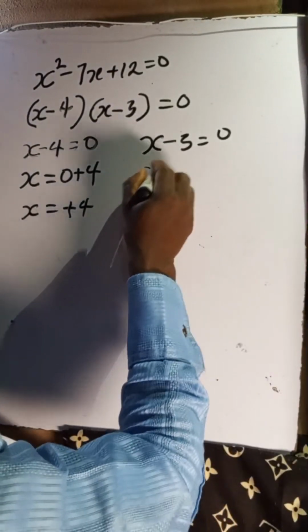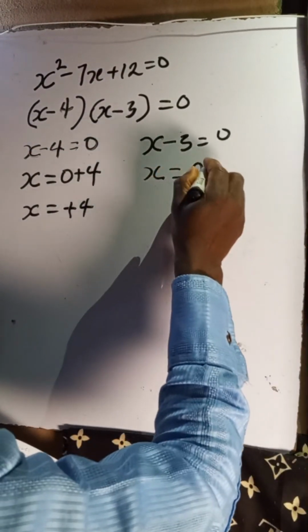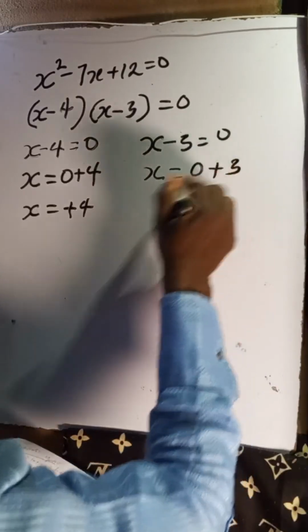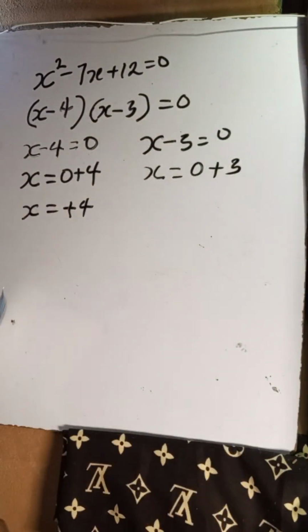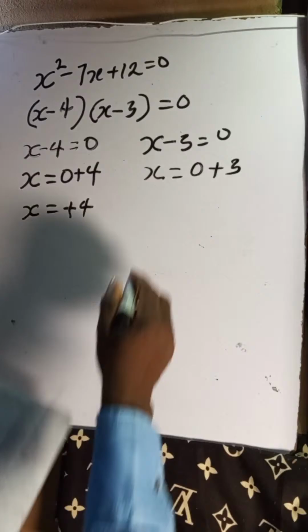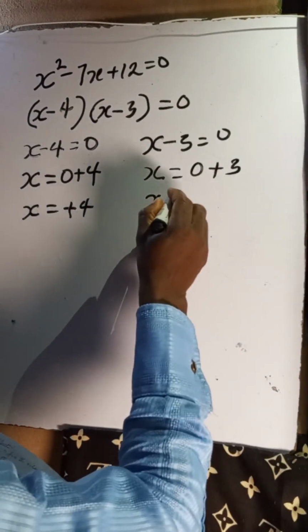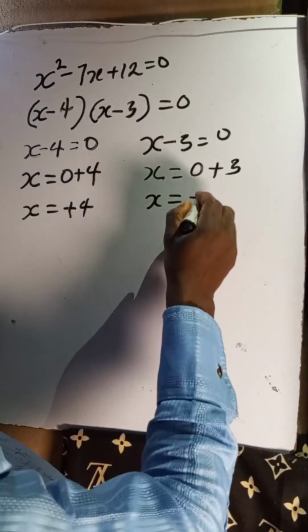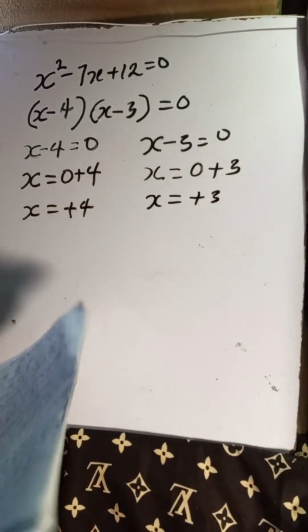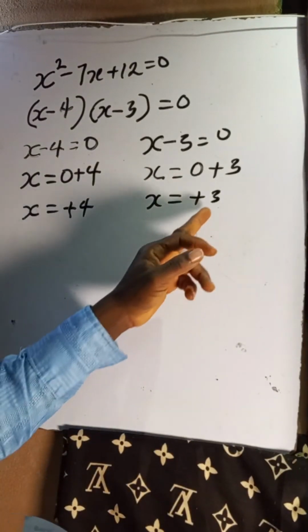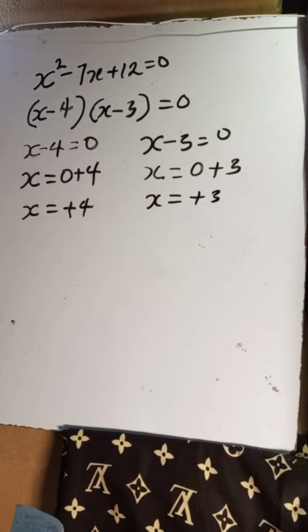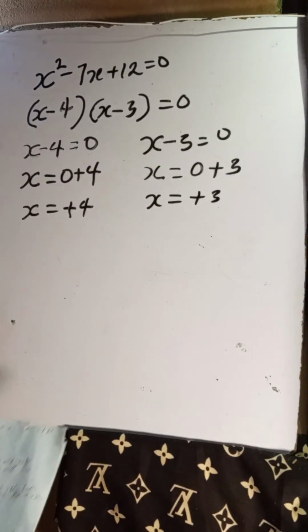So this is x equal to 0 plus 3. When minus 3 is crossing, it changes to plus 3. And this gives x to be equal to plus 3. If you wish, there may be no need for the plus, because 3 is the same thing as plus 3, and 4 is the same thing as plus 4. So this is exactly what we have for the first set of questions.